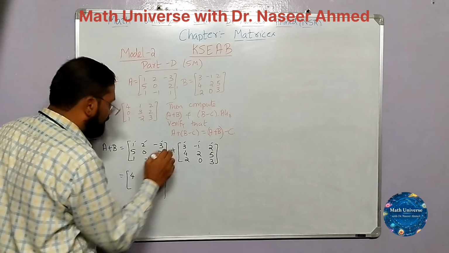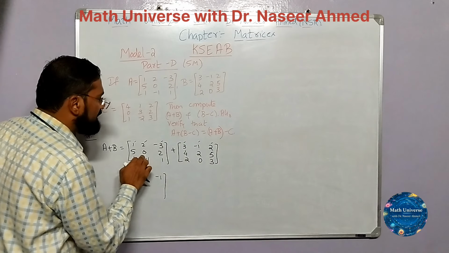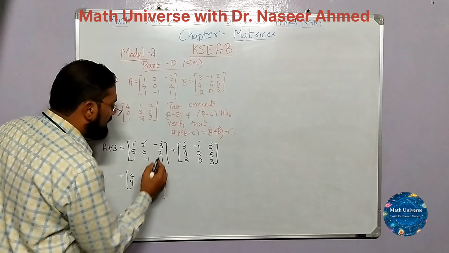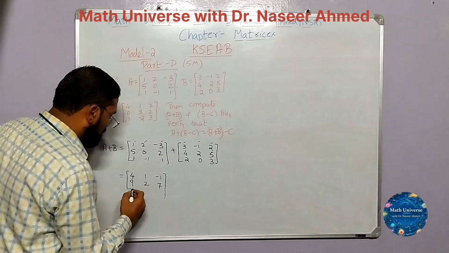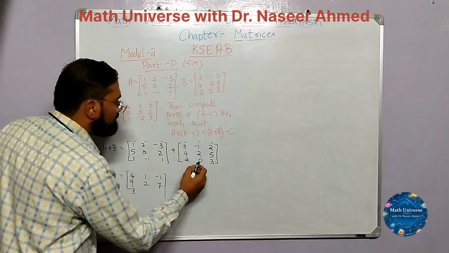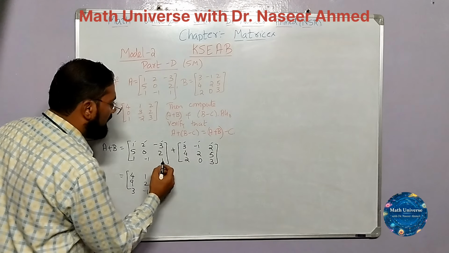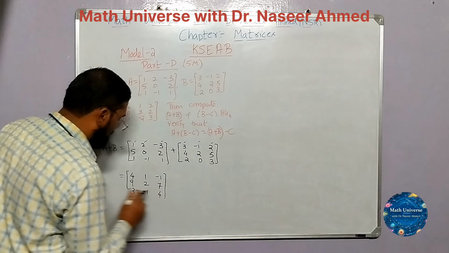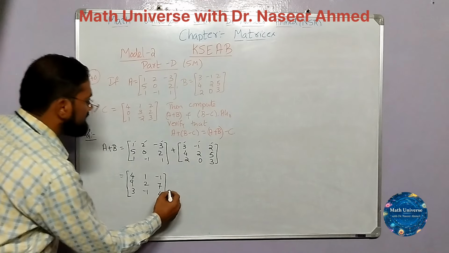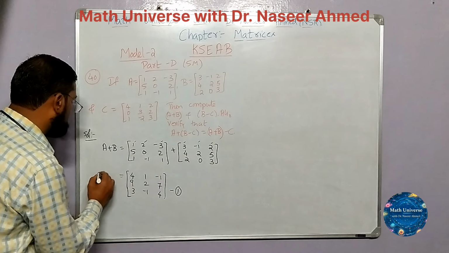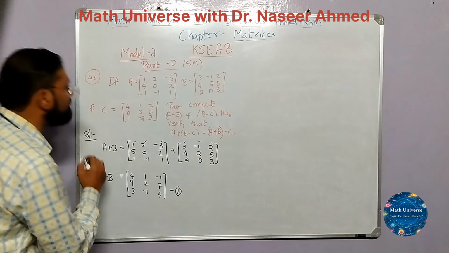Then 5 plus 4, signs are same, add, 9. 0 plus 2 will be 2. 2 plus 5, signs are same, add, 7. 1 plus 2 will be 3. Minus 1 plus 0 will be minus 1. And 1 plus 3 will be 4. So we have got this as equation number 1. We have just now completed A plus B.